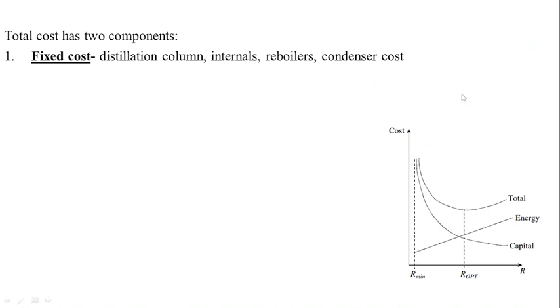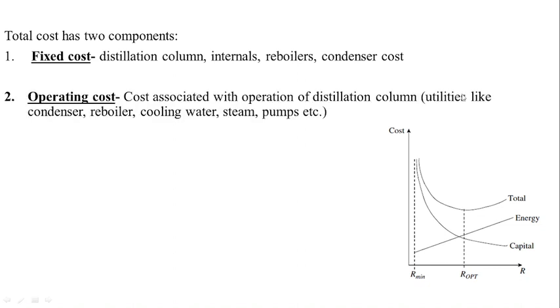So let's discuss about the total cost increase or decrease with increase in reflux ratio. The total cost has two components. One is fixed cost, which includes the distillation column cost, internal cost, reboilers and condenser cost. Another is the operating cost, which is associated with operation of the distillation column. So for operation of the column we need condenser, reboiler, cooling water, steam and pumps.